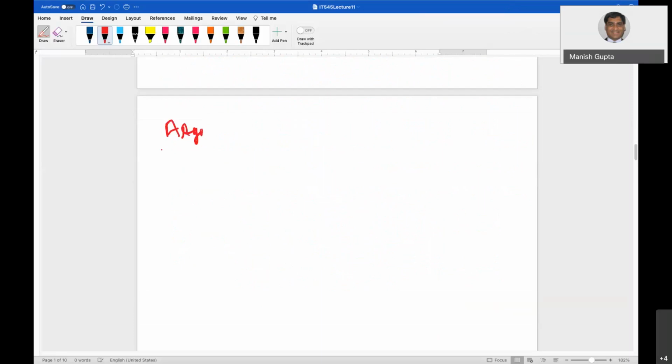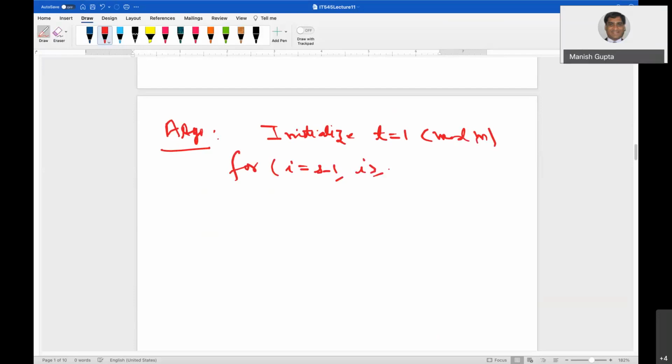So our algo is: initialize t is equal to 1 mod m. I'm just writing a loop for i is equal to s minus 1 down to 0, subtract i. Then we set t is equal to t square. We are computing the square modulo m, right?